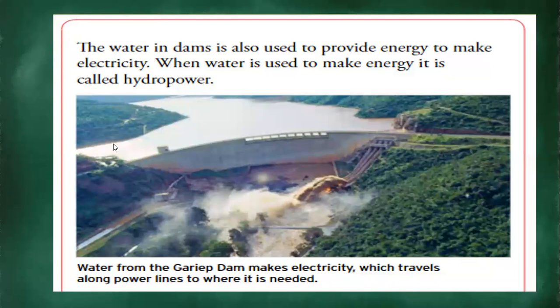The water in dams is also used to provide energy to make electricity. When water is used to make energy, it is called hydropower. Water from the Gari Dam makes electricity, which travels along power lines to where it is needed.